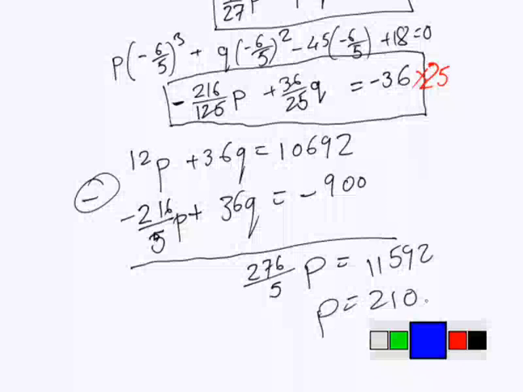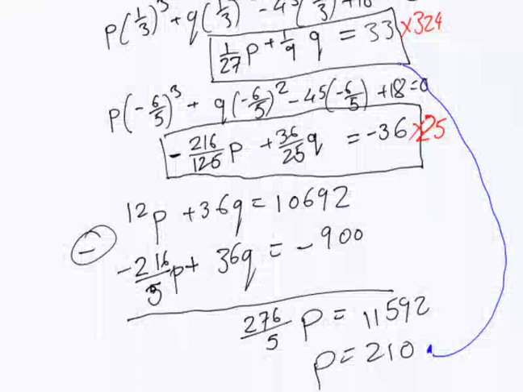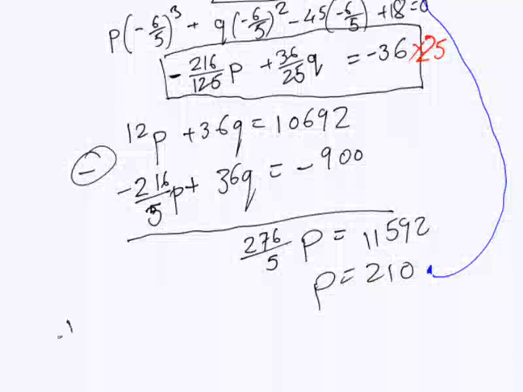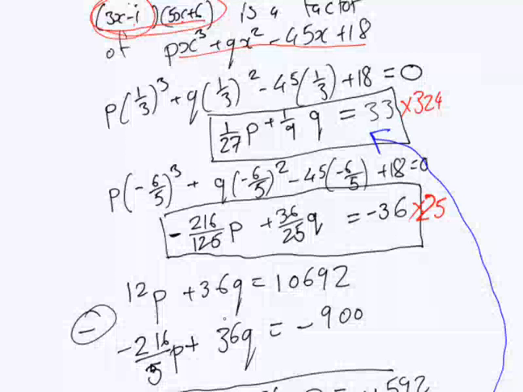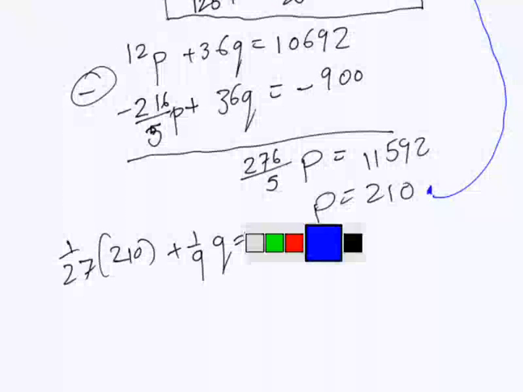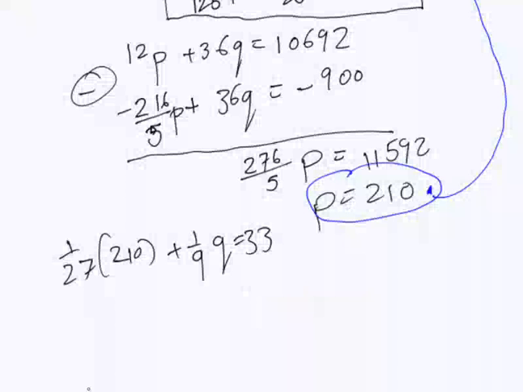Yeah. So what's the problem with this one? I mean, what makes this one so difficult compared to the last one? You have to factorize it first. You have to factorize the quadratic. Yep. So let's try and find the factors here. I'm going to be pig lazy and cheat. Right. So you have 3x minus 1, and then 5x plus 6. So this is a factor of px cubed plus qx squared minus 45x plus 18.